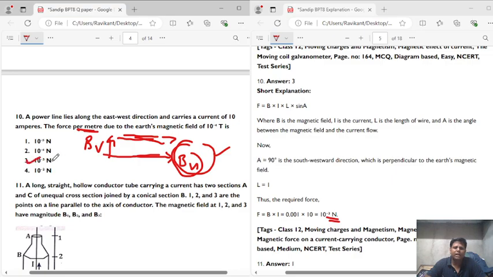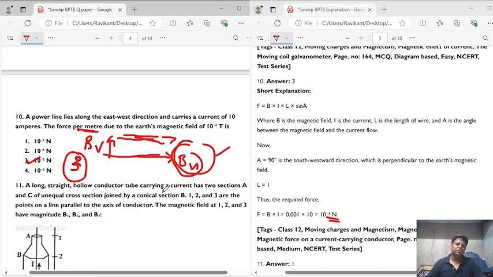The correct answer for question number 10 is option 3. Simply we have to put the values in the formula, that is F is equal to I B L sine theta. I is 10 amperes, B is 10 to the power of minus 4 Tesla, and L will be taken as 1, and theta is equal to 90 degrees, right?